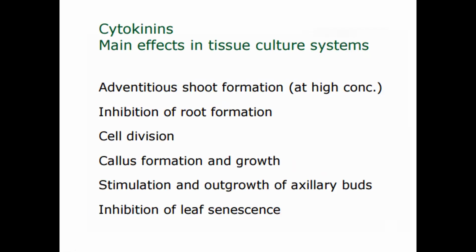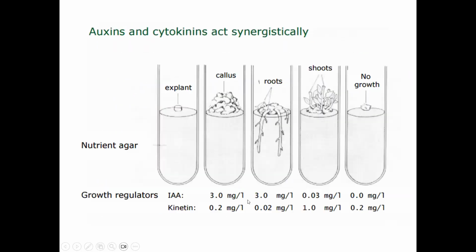Cytokinin's main effect in tissue culture is adventitious shoot formation at higher concentration, inhibition of root formation, cell division, callus formation and growth, stimulus and outgrowth of auxiliary buds, and inhibition of leaf senescence. So this is very interesting. Auxin and cytokinin act synergistically.